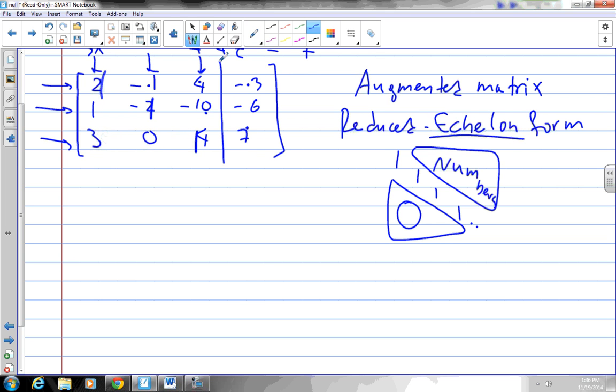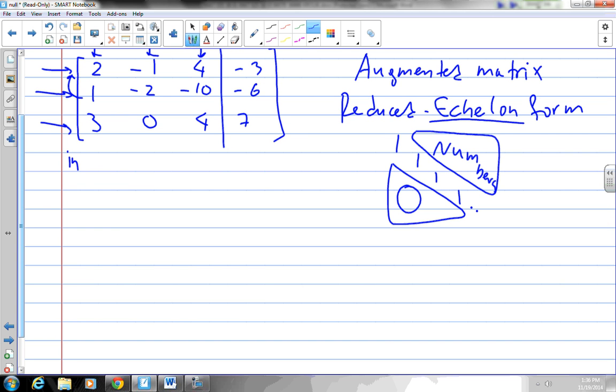So the best way to do that, I see that I have 3 rows. One of them starts with a 1. So I want to take this row and move it on top, because I can do that. I can interchange the rows, so then I have the top row starts with 1 right away. So I'm going to do that.